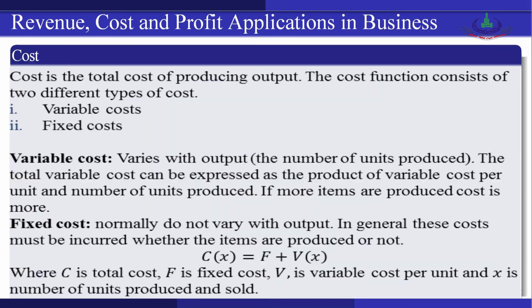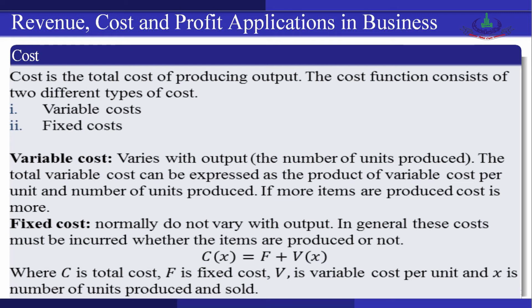Dear students, now we define cost. Cost is the total cost of producing output. The cost function consists of two different types of cost. First one, variable costs. Second one, fixed costs. First of all, we define variable cost. It varies with output, the number of units produced. The total variable cost can be expressed as the product of variable cost per unit and the number of units produced. If more units are produced, the cost is more, and correspondingly, if less items are produced, the cost will be less.